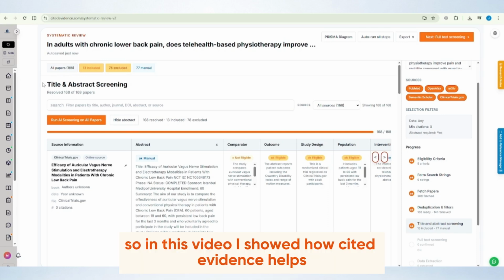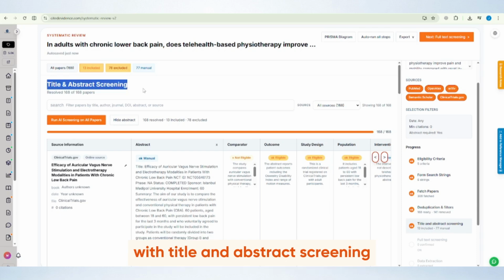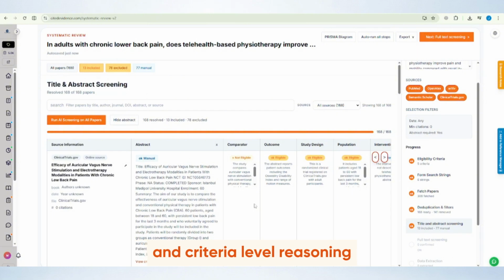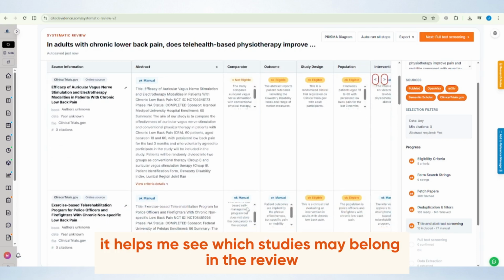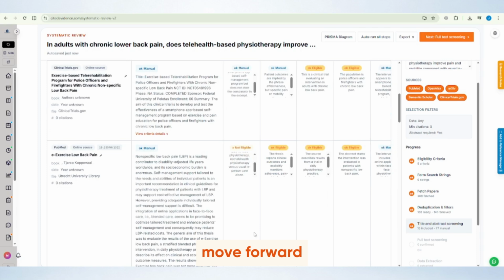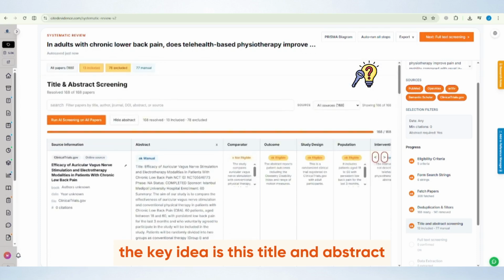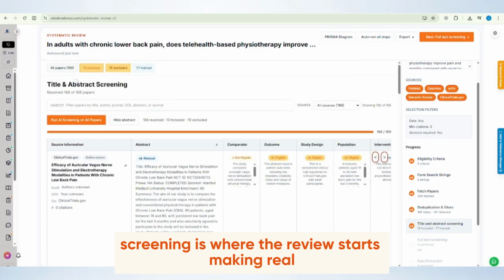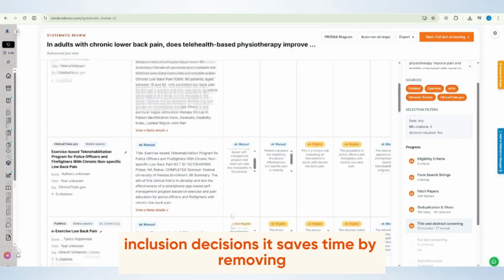So in this video, I showed how Cited Evidence helps with title and abstract screening. The tool displays the paper information, abstract, eligibility decisions, and criteria-level reasoning. It helps me see which studies may belong in the review and which ones should not move forward. The key idea is this: title and abstract screening is where the review starts making real inclusion decisions.